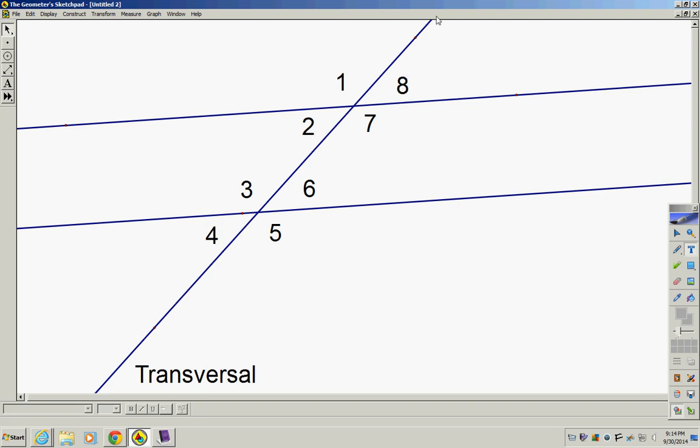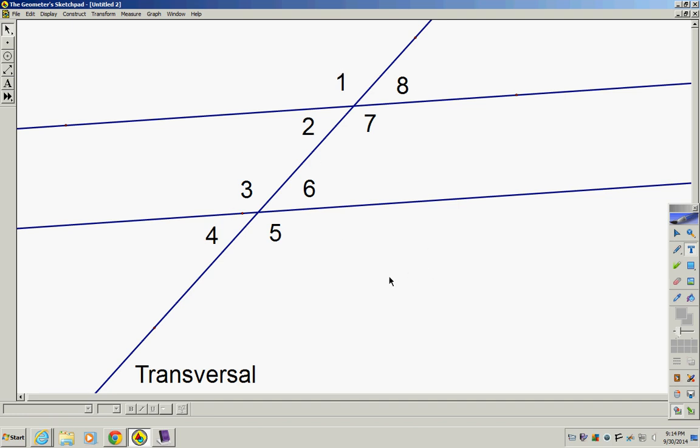So you're looking at this transversal intersecting these parallel lines, and they make 8 angles. Angle 1, 2, 3, 4, 5, 6, 7, 8. Can you name some vertical angles here? I bet you can. Vertical angles would be 3 and 5, 4 and 6, 1 and 7, and 2 and 8. Those are your vertical angles.